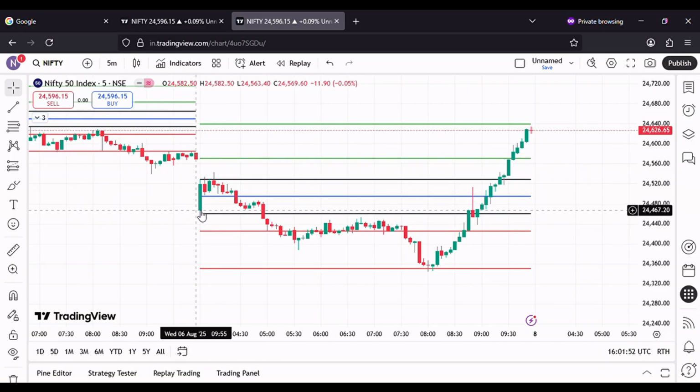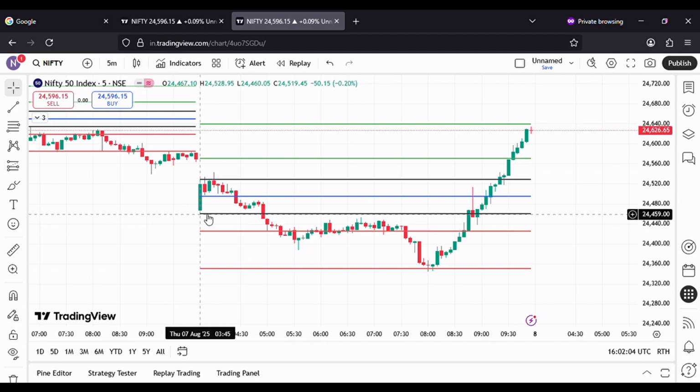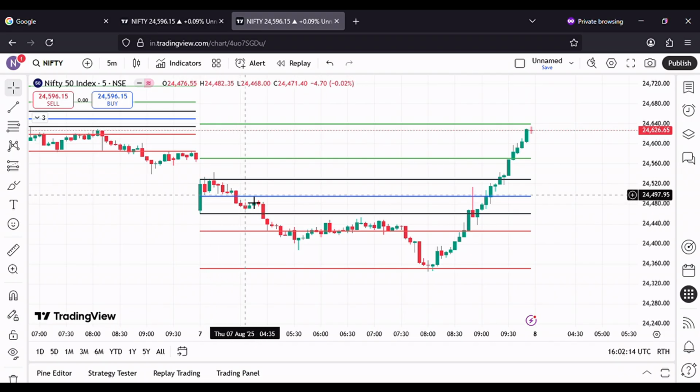This is the first 5-minute candle of today's Nifty, and you see this is the high level. See, it has been marked using the black color. It is the low level of that candle. That is the low of the candle. This is the high of the candle. This is the mid value of the candle. Mid value is in blue color.